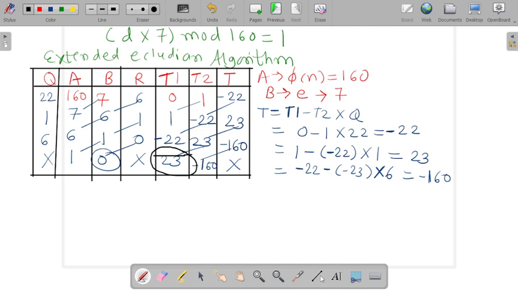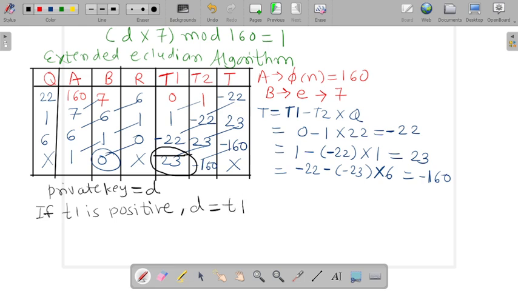Okay. So what is the rule for finding the value of your private key? Your private key is the value of D. But you have to check that if T1 is positive, then the value of D is equal to T1. If T1 is negative, then what you are doing? D is equal to T1 plus T2.